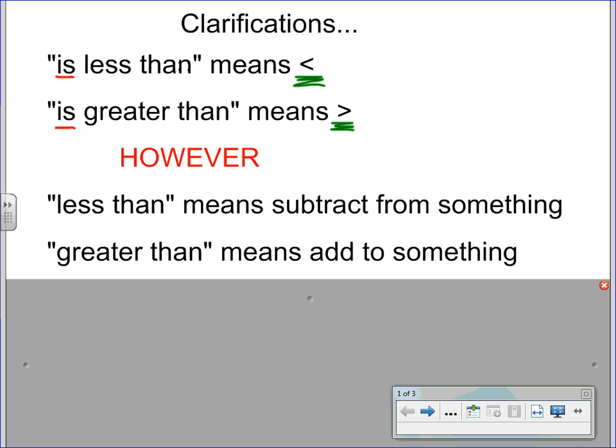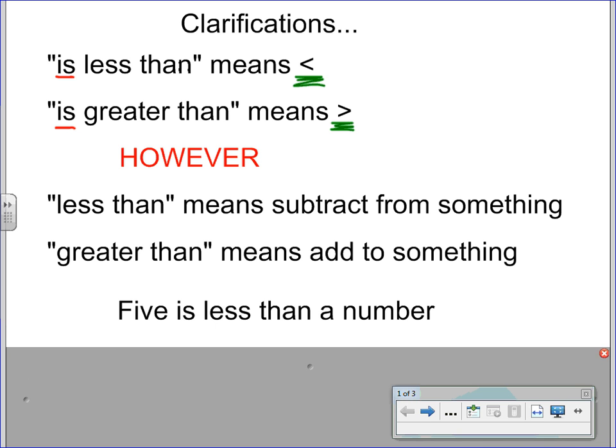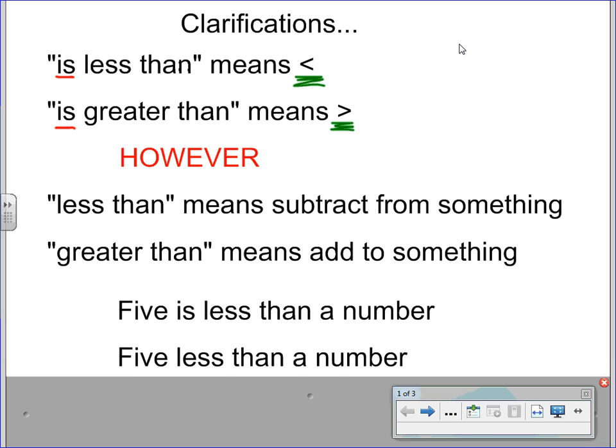when you see just the phrase "less than," that means you're going to subtract from something. We'll go through an example in a moment. And then "greater than," if you have that phrase, it means add to something. So here let's take a look at these two examples.